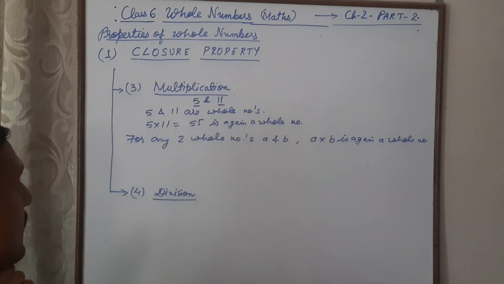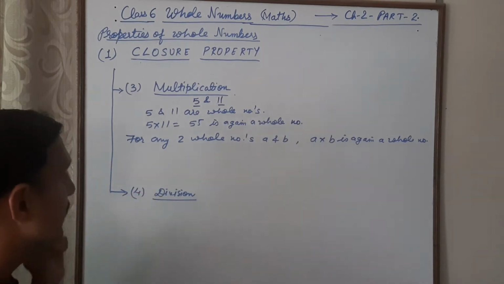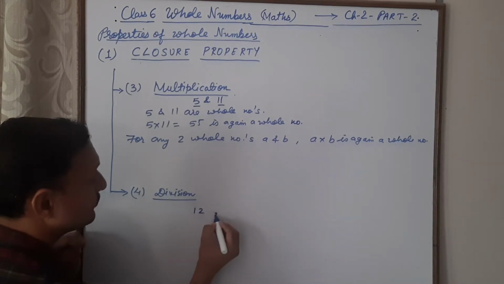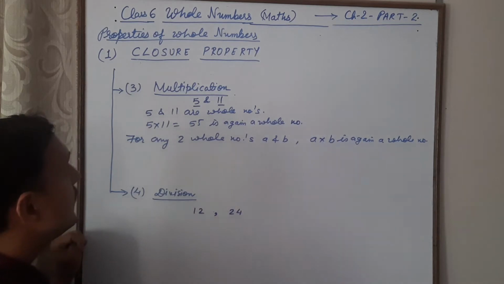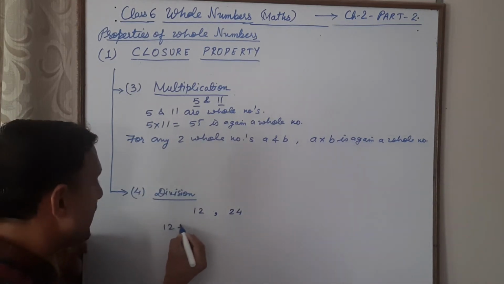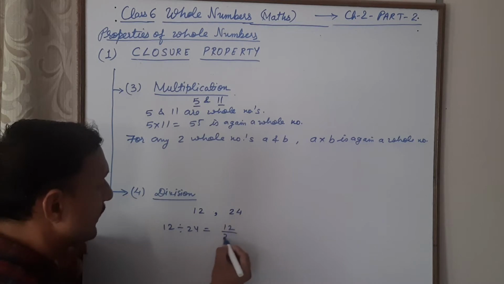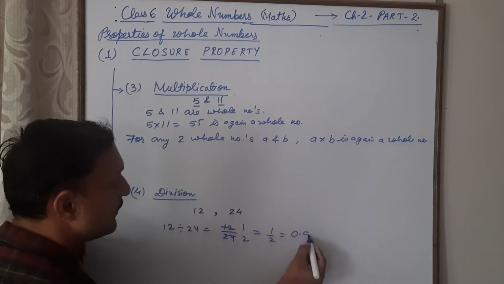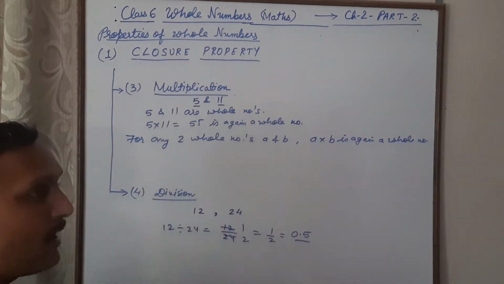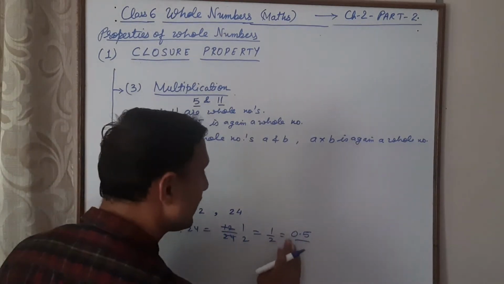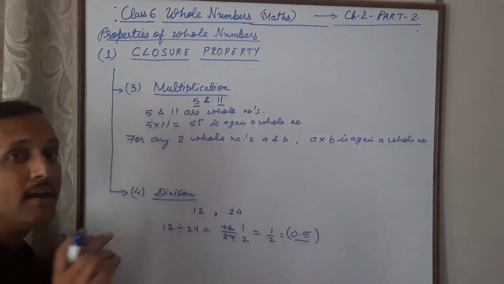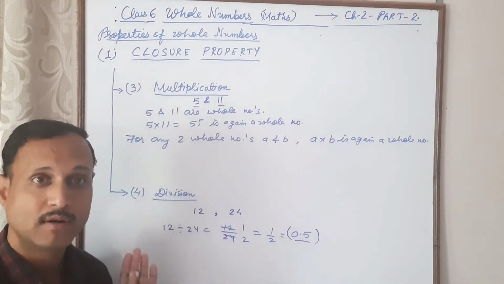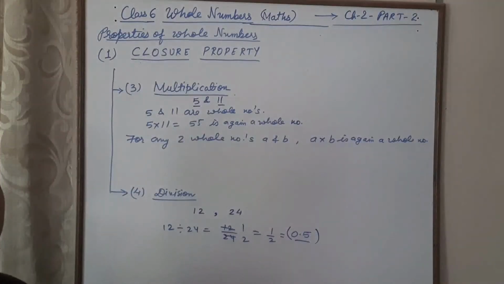Now let us check for division. I am taking two numbers, 12 and 24. Now let's divide them. 12 divided by 24 means 12 by 24. 12 ones are 12, 12 twos are 24, so it is 1 by 2. 1 by 2 is 0.5. 1 by 2 is a fraction. If you can't convert into decimal, that is also okay, no problem. 1 by 2 is a fraction, and fractions are never whole numbers. 1 by 2 is a proper fraction, it is not a whole number.